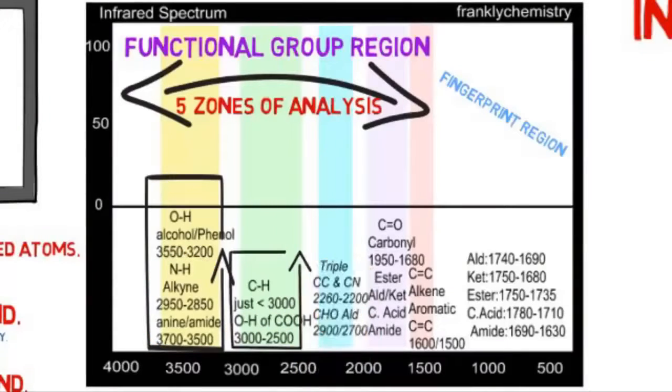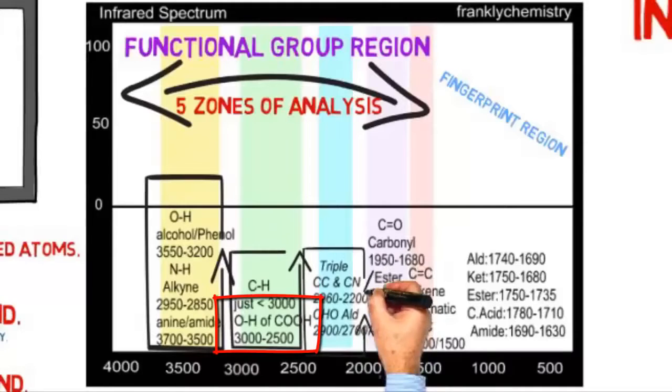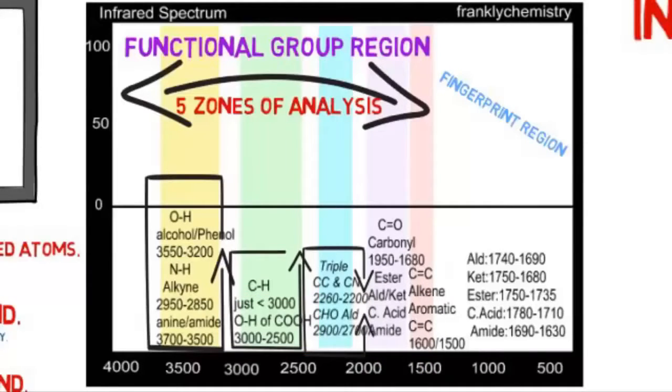And I've color coded the next zone of analysis green, and you can see there this is where we get the CH stretch, which is going to be very common of course in organic molecules. It appears at around 3000 reciprocal centimeters, and we also get a peak there, a broad peak for the OH stretch of our carboxyl group or carboxylic acid group, between 3000 and 2500 reciprocal centimeters.